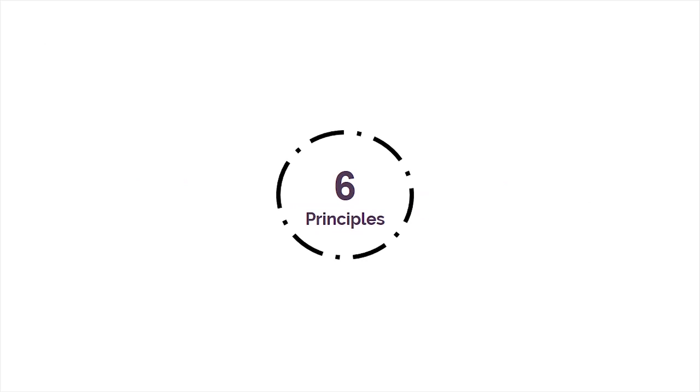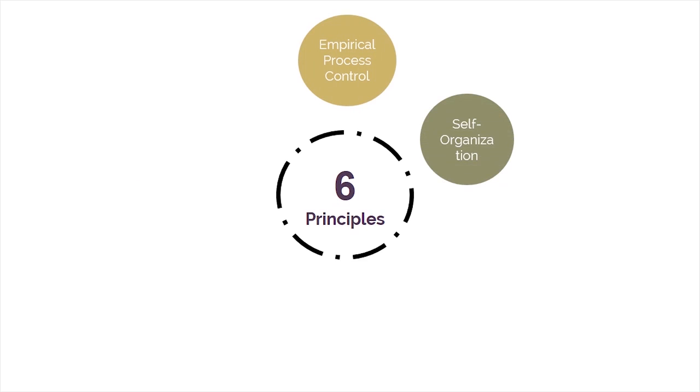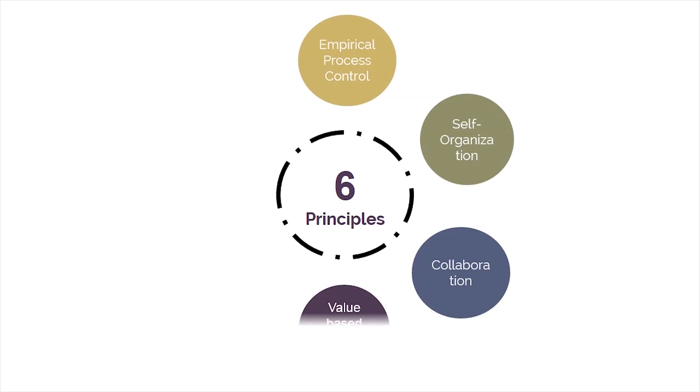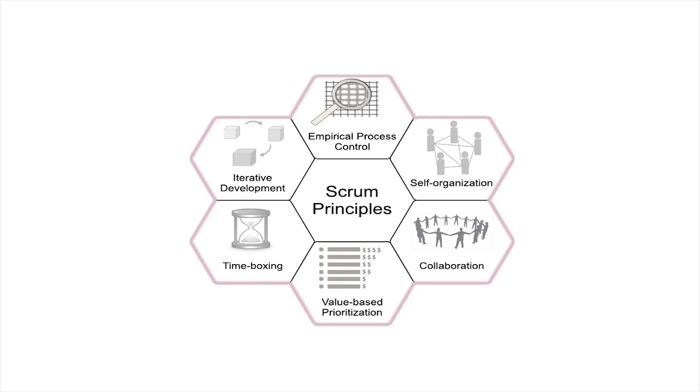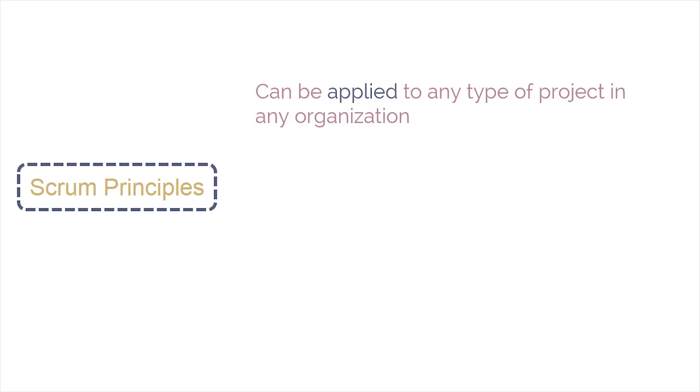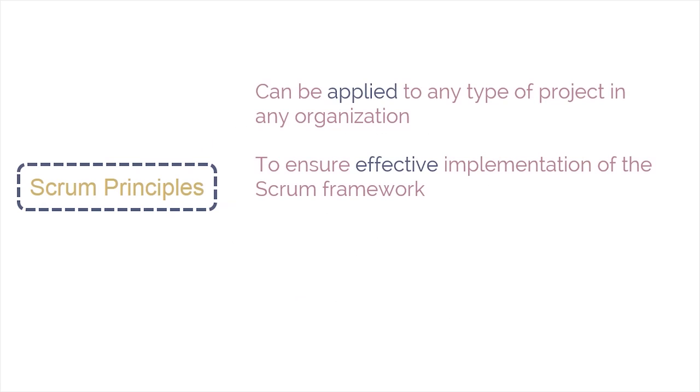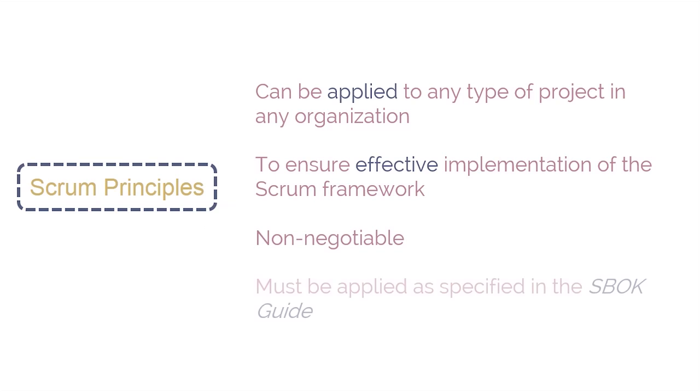The 6 Scrum principles are empirical process control, self-organization, collaboration, value-based prioritization, time boxing, and iterative development. You can see how they are arranged in this diagram. Note that Scrum principles can be applied to any type of project in any organization and should always be followed in order to ensure effective implementation of the Scrum framework. Scrum principles are non-negotiable and should be applied as specified in the SBOT guide.